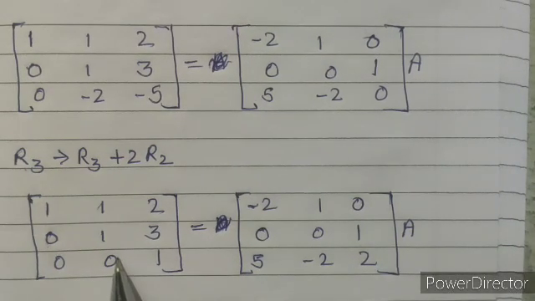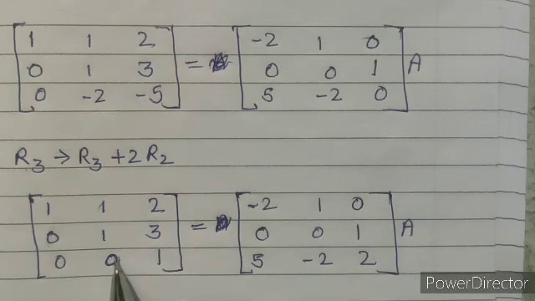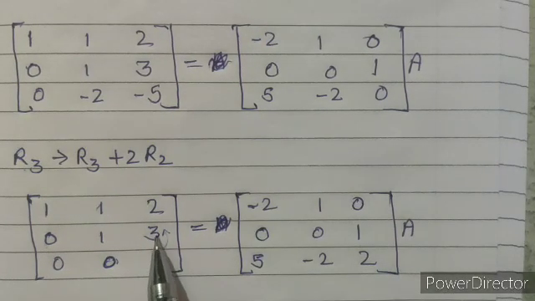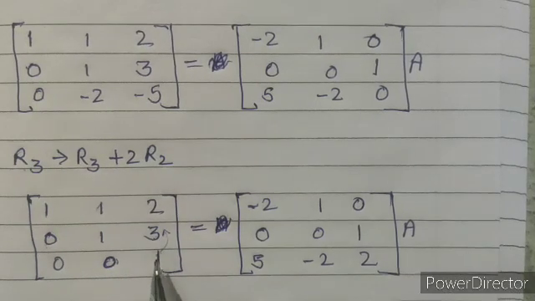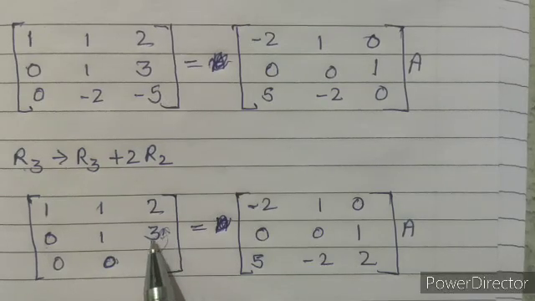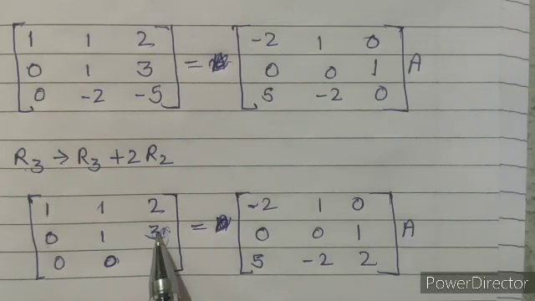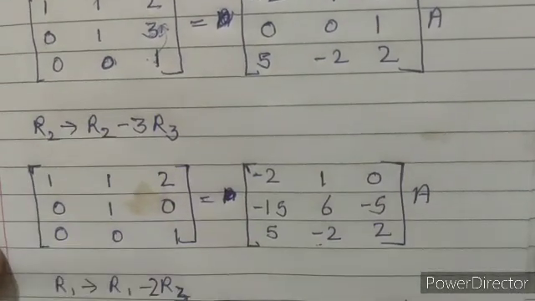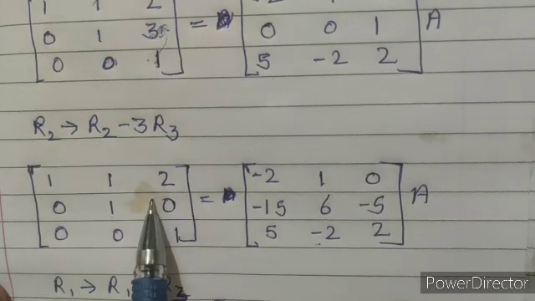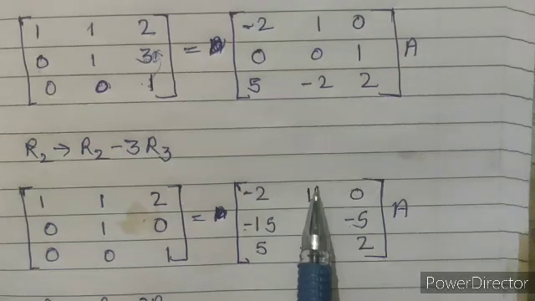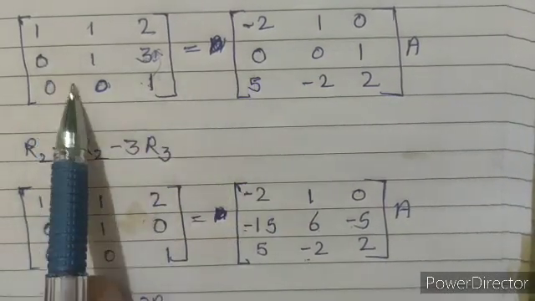Now after second element of the second row, third row, now we need to check the third element of the third row, and that is already equal to 1. After that we will see the third element of the second row, that is 3, and 3 minus 3 will give us 0. Now in place of 3 we need 0, so we will change row 2 by row 2 minus 3 into row 3, and that is giving us row 2 as 0 1 0. And here on the right hand side the row 2 is minus 15, 6 minus 5, and first and third row will remain the same.